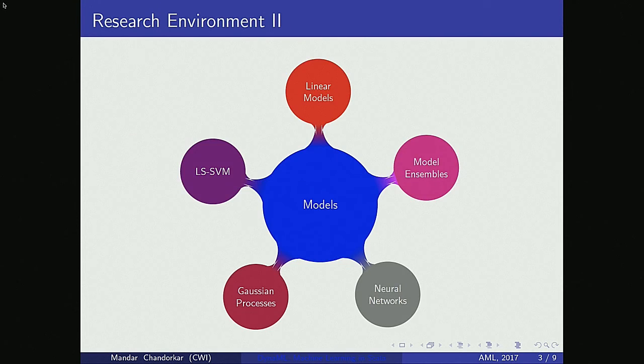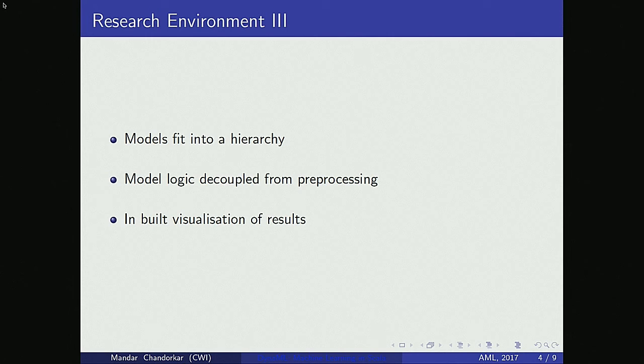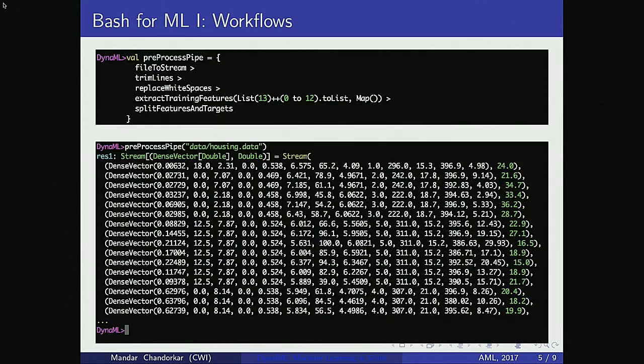In models, for example, there is currently support for feed-forward neural networks, generalized linear models and model ensembles. But where it has a really developed API is in kernel-based models like least-squares support vector machines and Gaussian processes. All the models fit into a coherent hierarchy, and the model logic is decoupled from the pre-processing using workflows. And of course, you have basic visualization of your results.